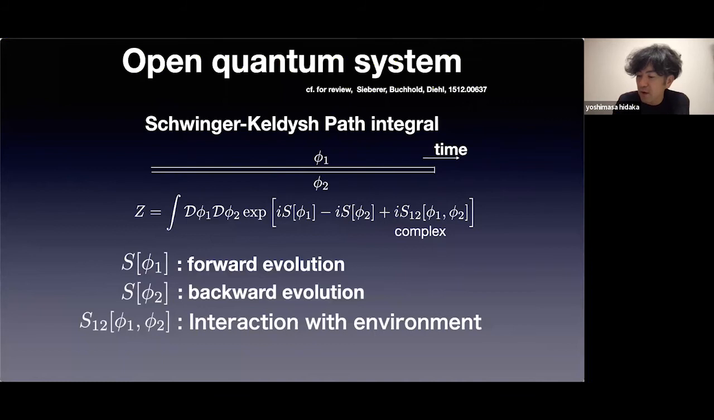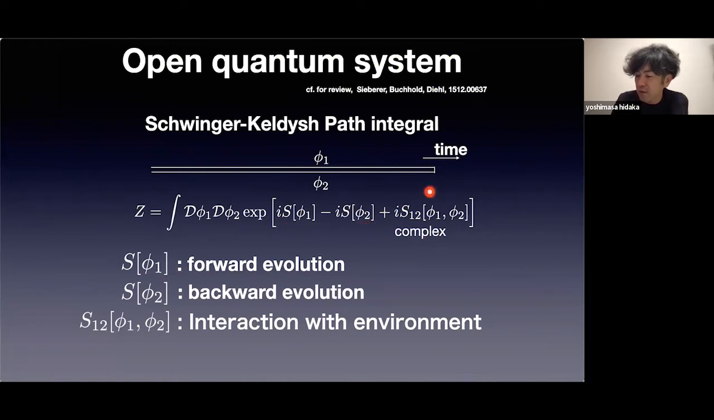So in this case, the path integral is something like from t equals 0 to t going to infinity and coming back to the original point. So this kind of path integral. So in this case, we have the forward path and the backward path. And each path has an action.